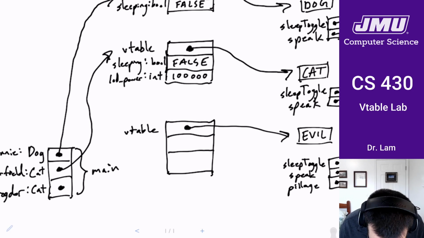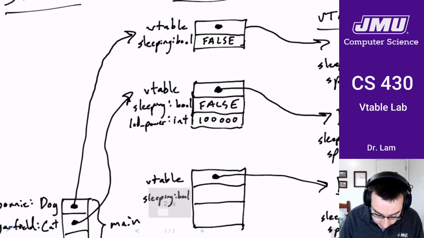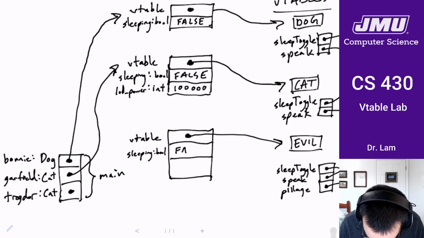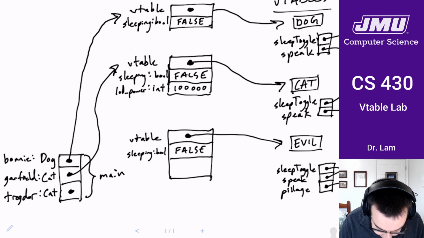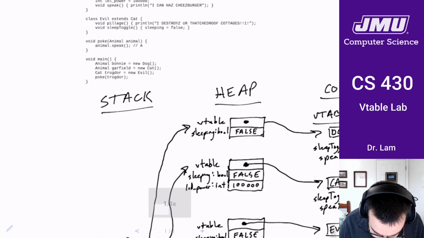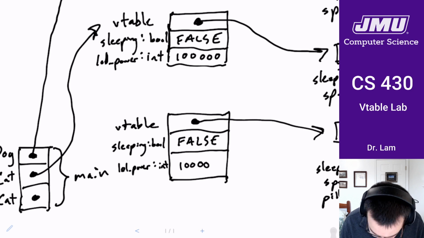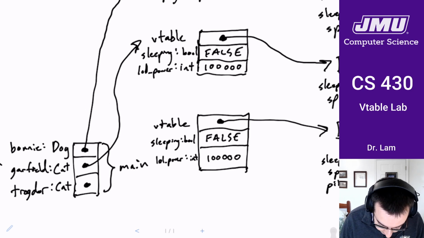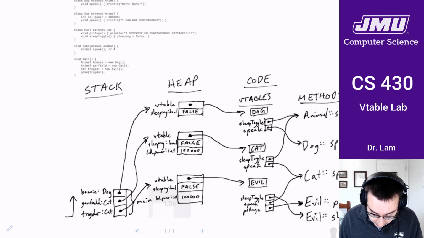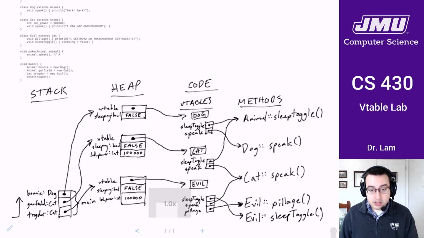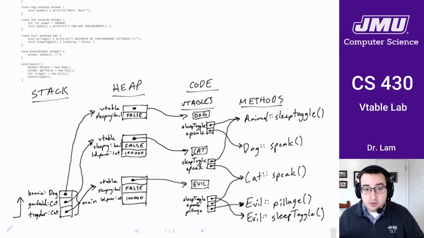All right, so then let's just finish this up. It also has a sleeping bool, and I believe it gets initialized to the same thing. And then, does it have a different lol power? No. All right, and then of course we need to connect this here. Okay, so that's a little messy, but that is the complete setup for this. That is the full memory diagram.